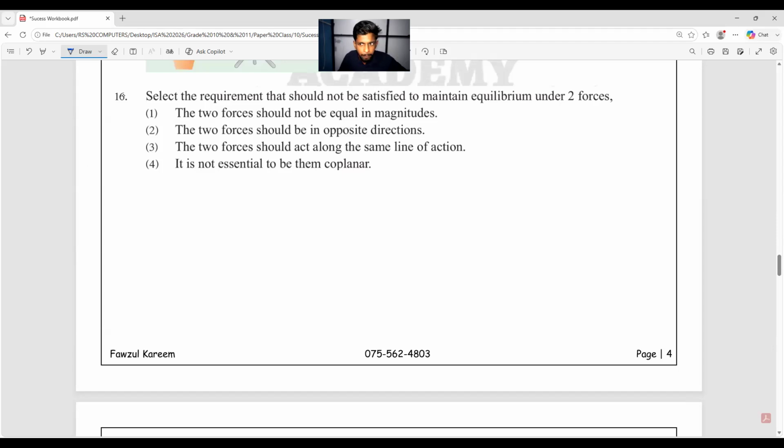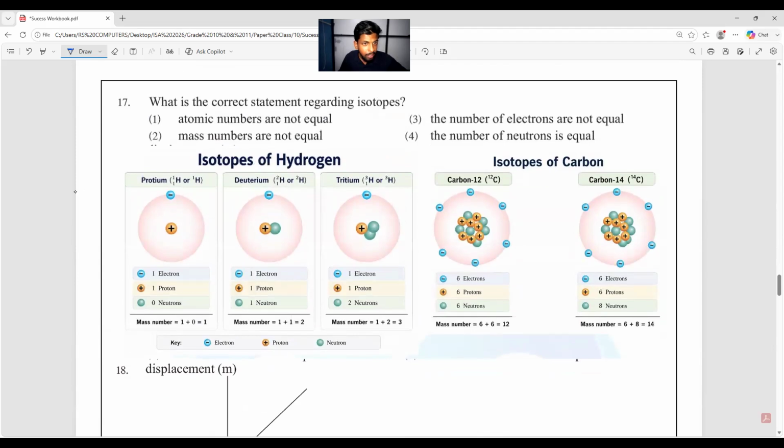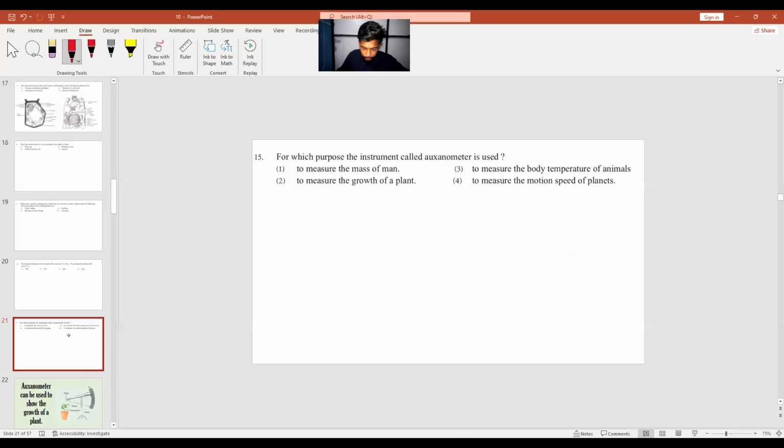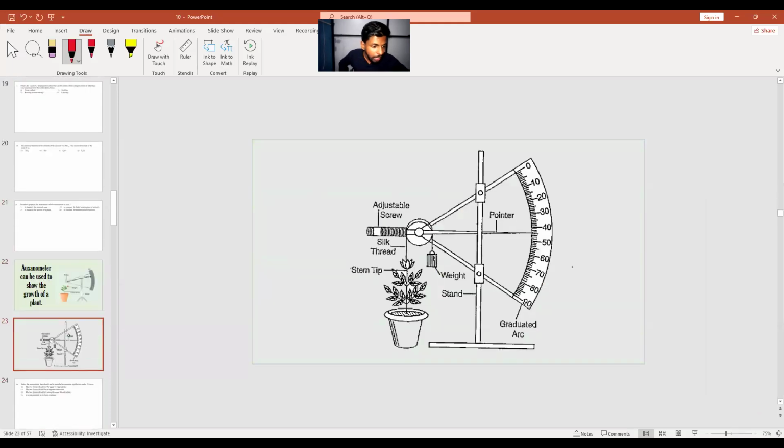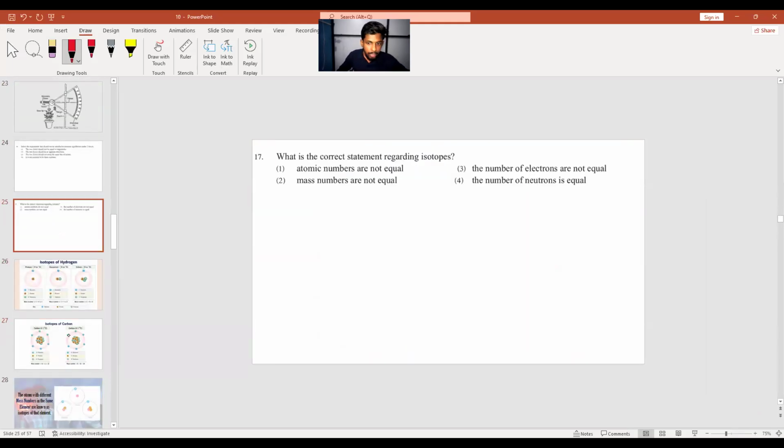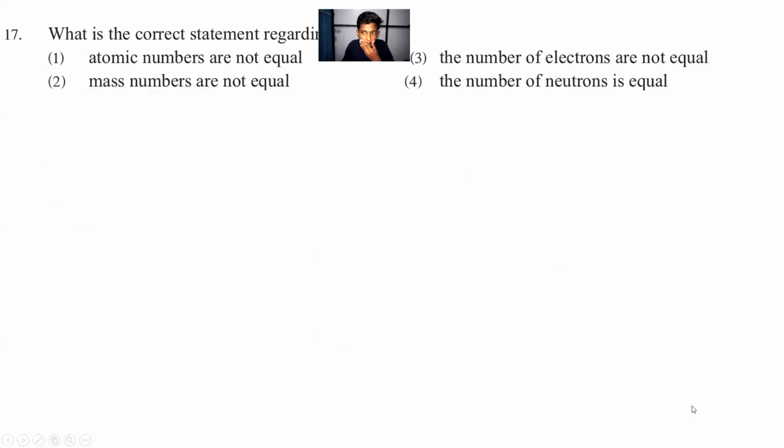Question number 16, you can put a star mark. We haven't studied it. Okay. Question number 17 regarding the isotopes. Now we'll move to the question regarding the isotopes. So in this question, we're going to get the complete idea regarding the isotope. Can anyone tell me the answer first?